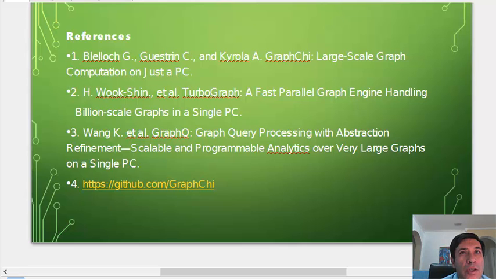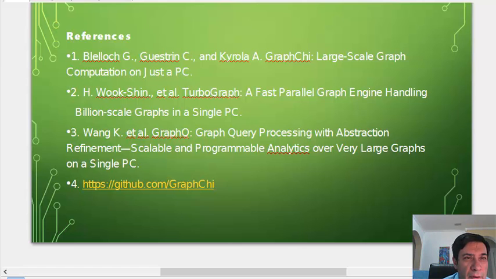GraphChi can also solve large problems for distributed systems, but with a fraction of the resources. So, even if this system is slower than the cluster systems, it is cheaper. So that's an advantage in particular cases.